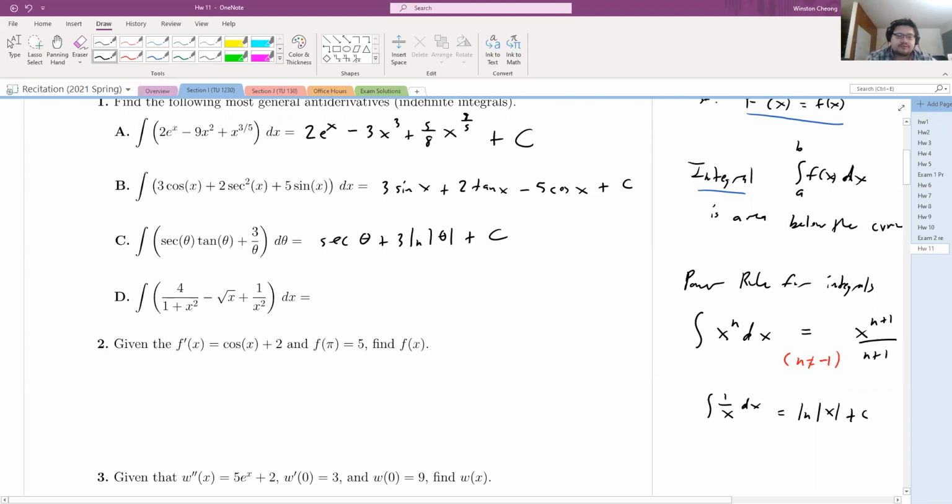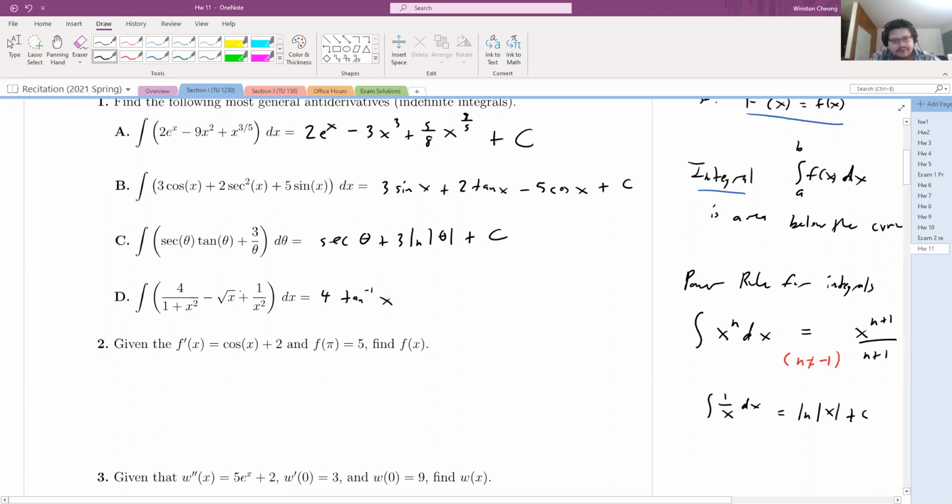And then for d, if you pull the 4 out, then you have 1/(1 plus x squared). So hopefully that also looks familiar to you. You just have to think through the derivative rules for the inverse trig functions, and you'll know that this is inverse tangent. So inverse tangent of x.